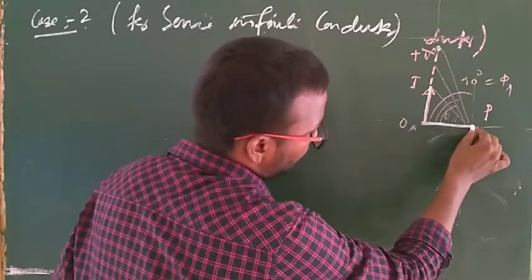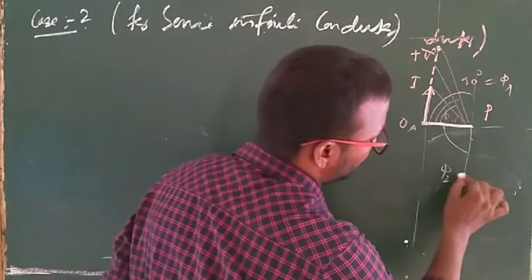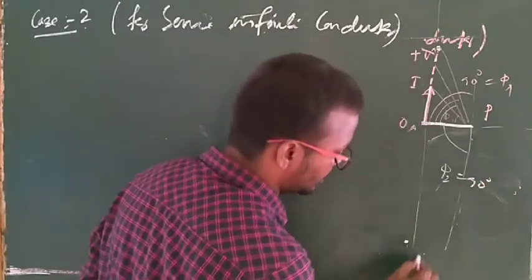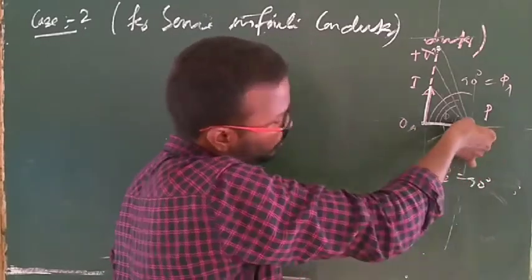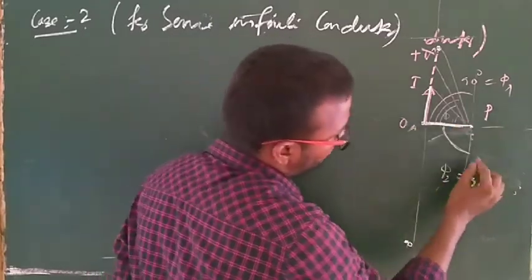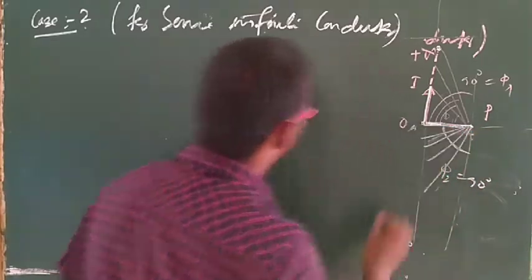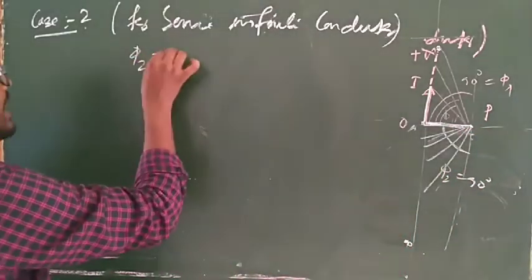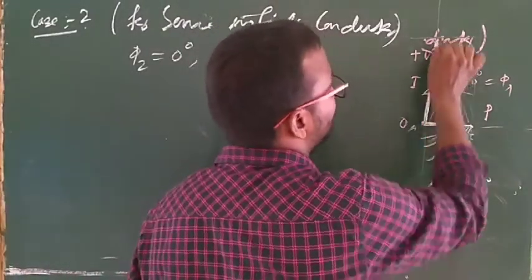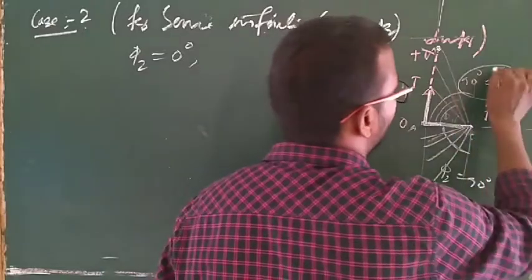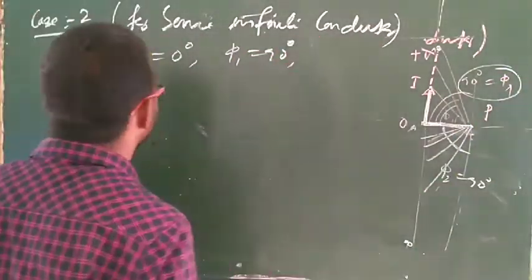So here this angle is 90 degrees. If this is infinite, phi 2 equals 90 degrees. If the infinite point coincides with Q, then this point turns to B, and phi 2 will be 0, because it decreases and finally comes to 0. So in this case phi 2 equals 0 degrees. And semi-infinite means one side is infinite, then phi 1 equals 90 degrees.